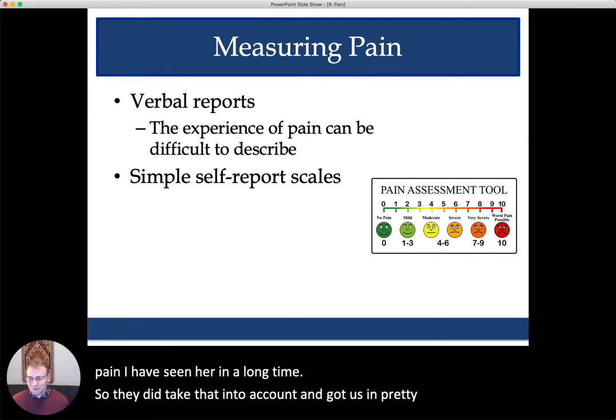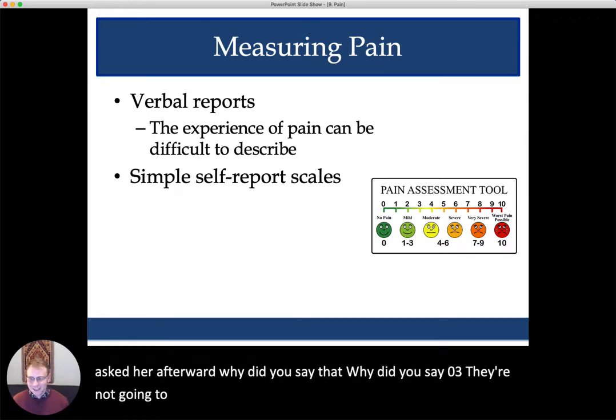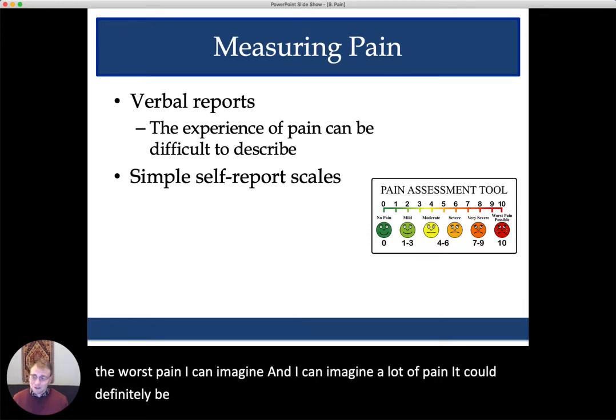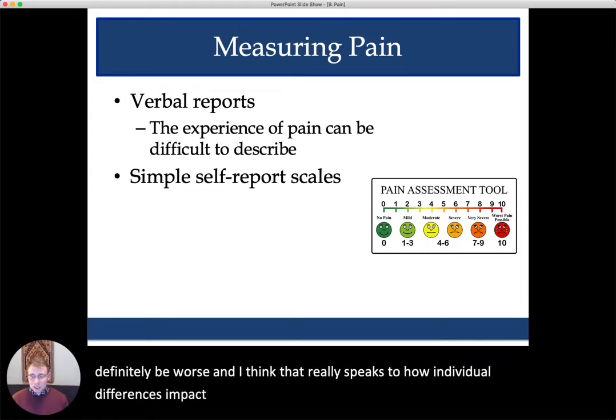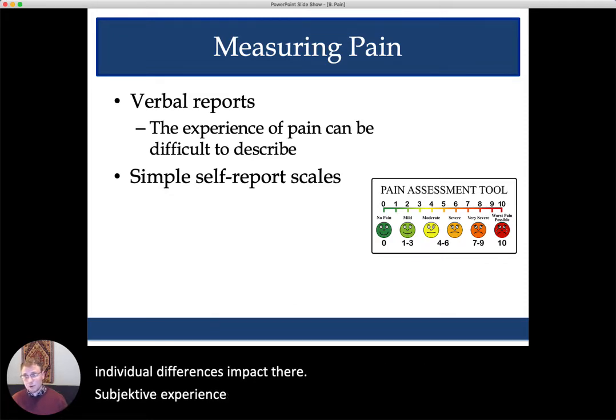And I asked her afterward, why did you say that? Why did you say a 3? They're not going to help you if you say a 3. And she said, well, he said 10 being the worst pain I can imagine. And I can imagine a lot of pain. It could definitely be worse. And I think that really speaks to how individual differences impact their subjective experience of pain and how they would rate that.